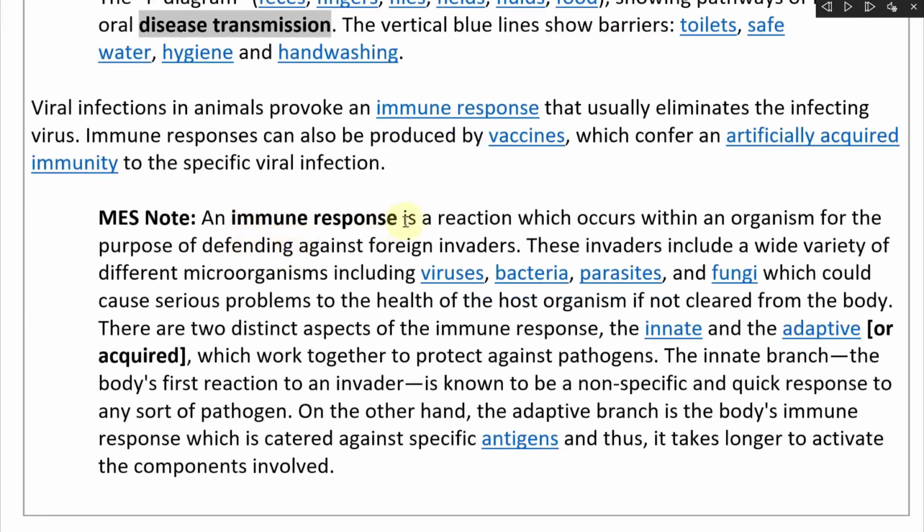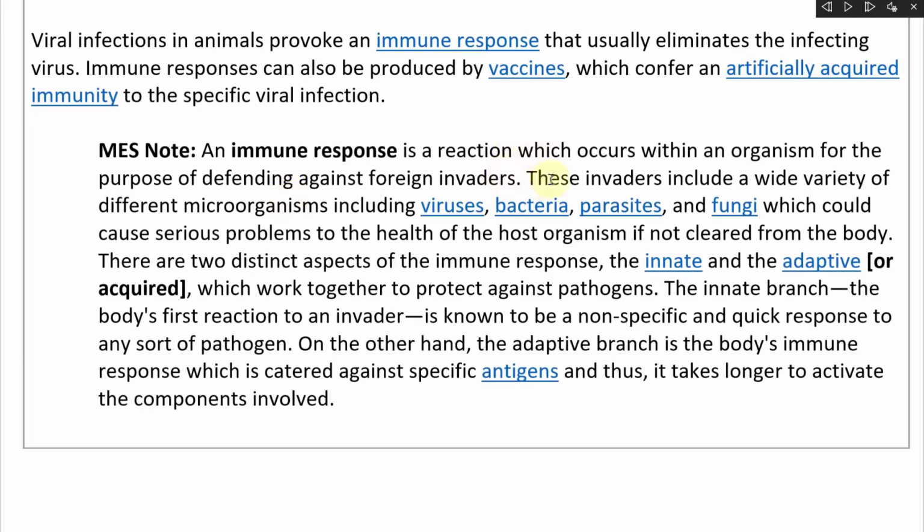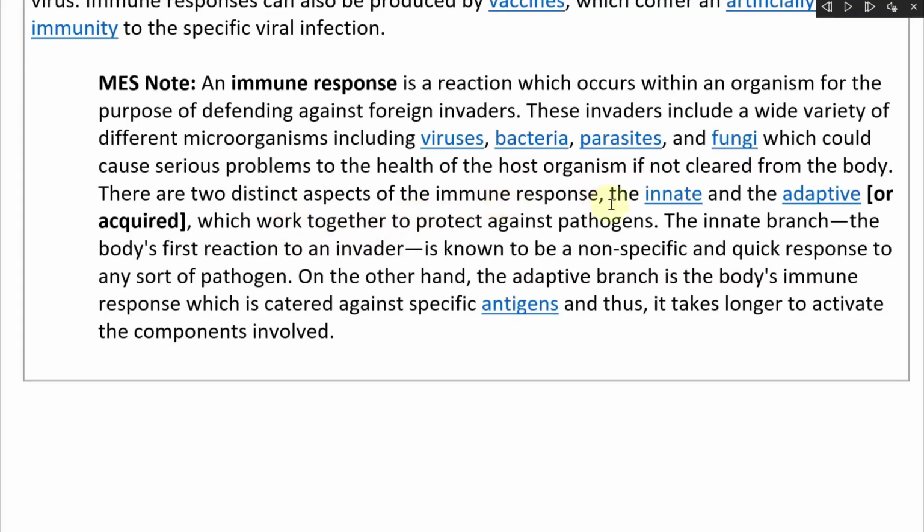So let me just note, an immune response is a reaction which occurs within an organism for the purpose of defending against foreign invaders. These invaders include a wide variety of different microorganisms, including viruses, bacteria, parasites, and fungi, which could cause serious problems to the health of the host organism if not cleared from the body. There are two distinct aspects of the immune response: the innate and the adaptive or acquired, which work together to protect against pathogens.